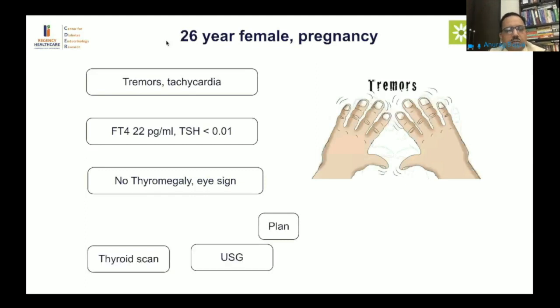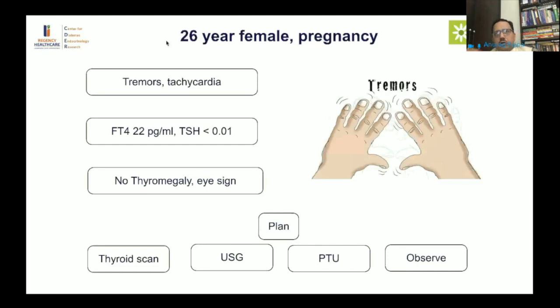So in this case, clearly we will not do a thyroid scan, we will not do an ultrasound, we will not at all start the treatment. We will observe and follow up in this perspective. So mild thyrotoxicosis in a pregnant woman should always make us consider the possibility of gestational thyrotoxicosis.